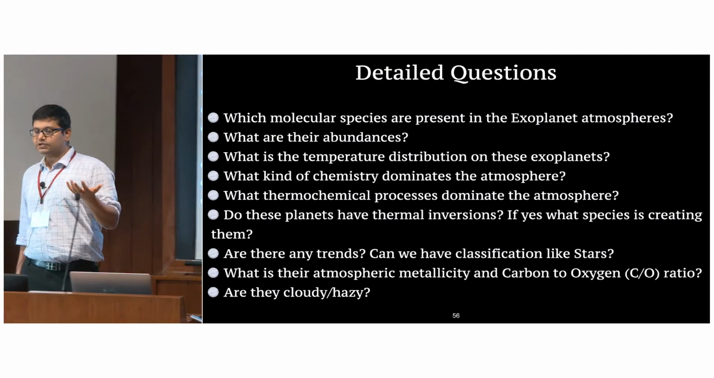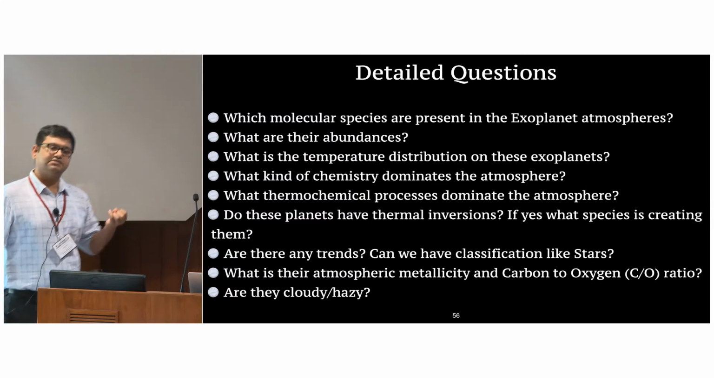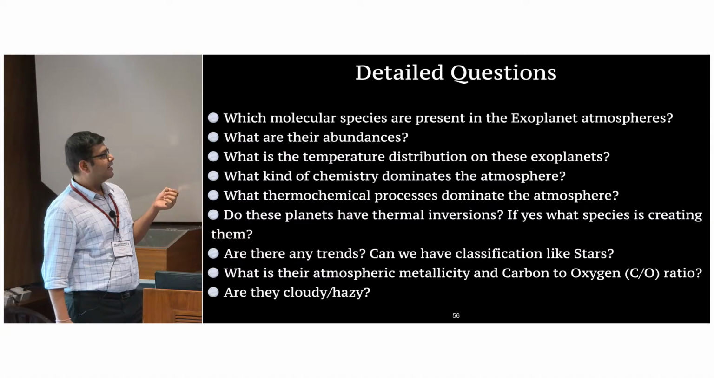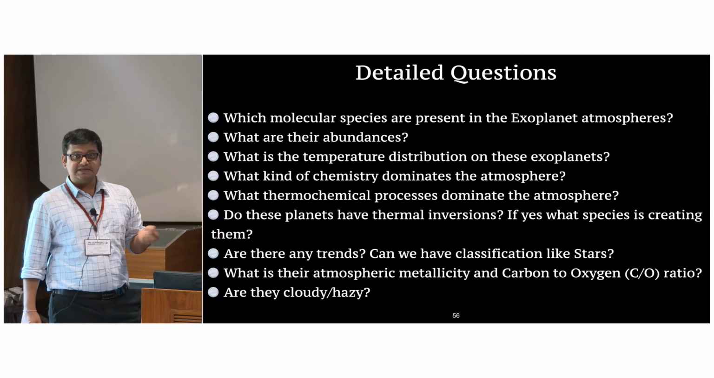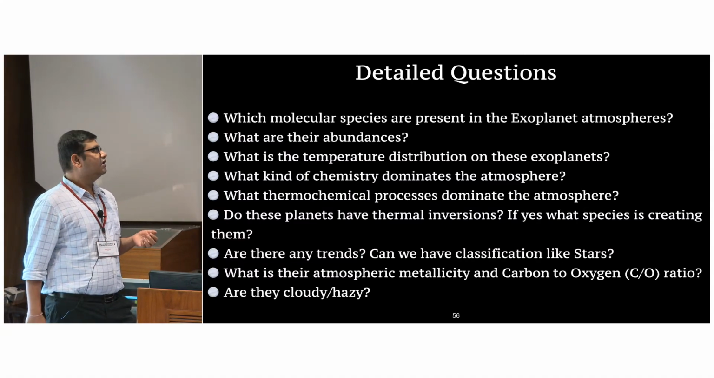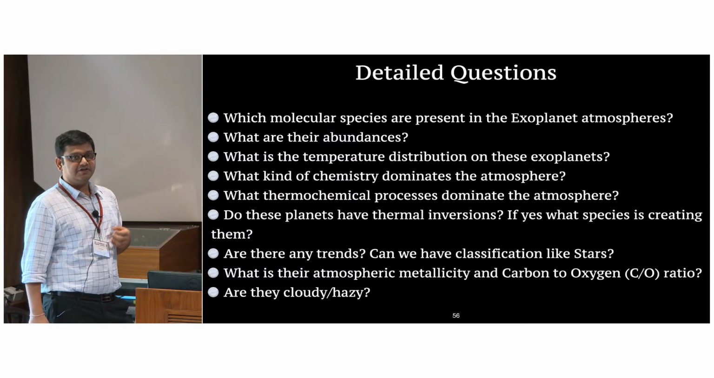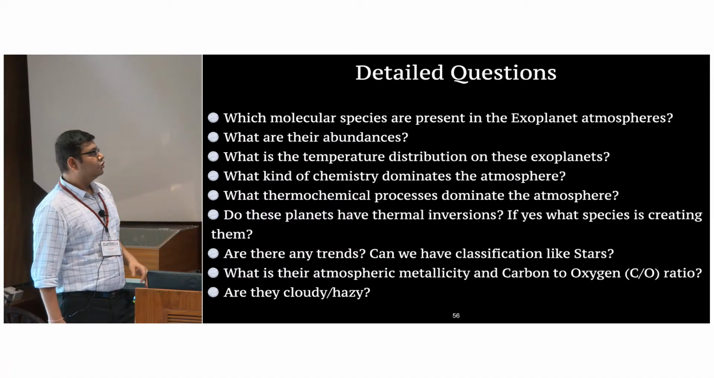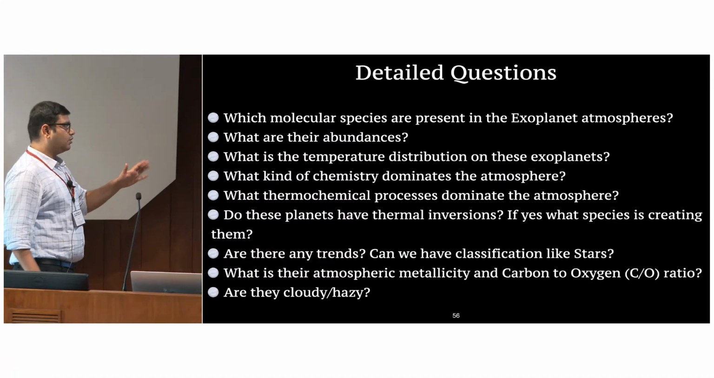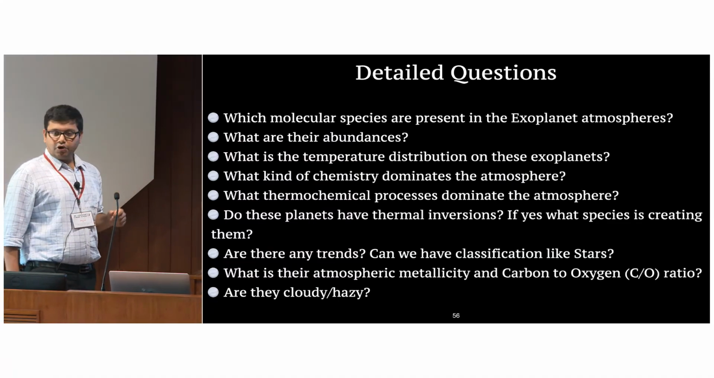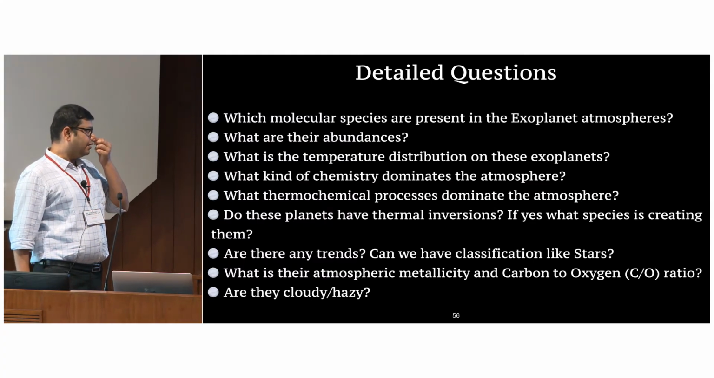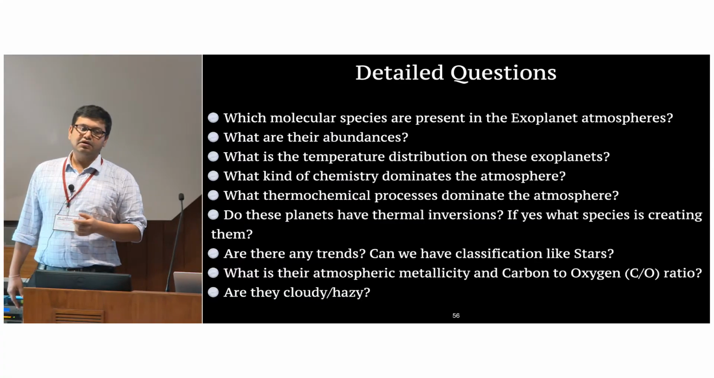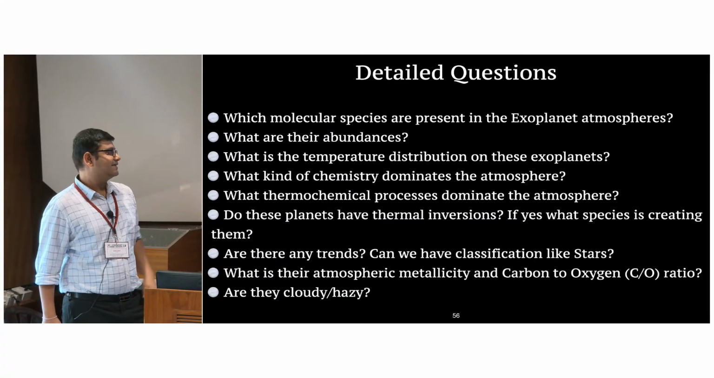And within those big questions, there are detailed questions that we currently try to answer. Which molecular species are present in exoplanet atmospheres? What are their abundances? Abundances means how much of them there is. What is the temperature distribution? What kind of chemistry, what thermochemical processes are dominating? Do these planets have thermal inversions? I'll talk about that later. In the morning someone asked me if there is a catalog. This is regarding that. People are trying to do that cataloging. Can we have a classification like for stars?